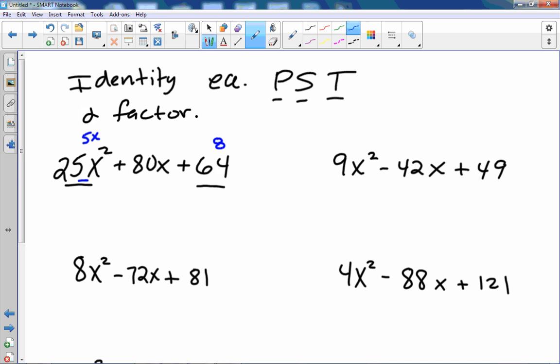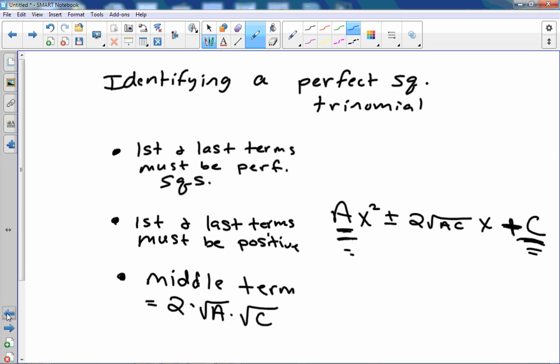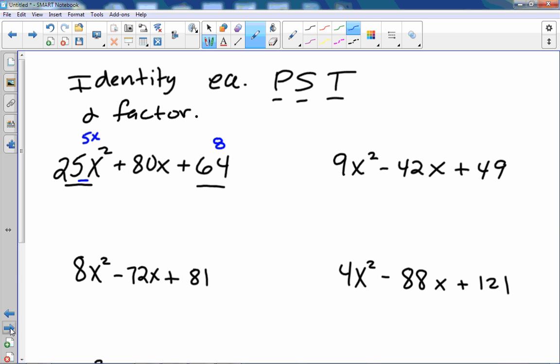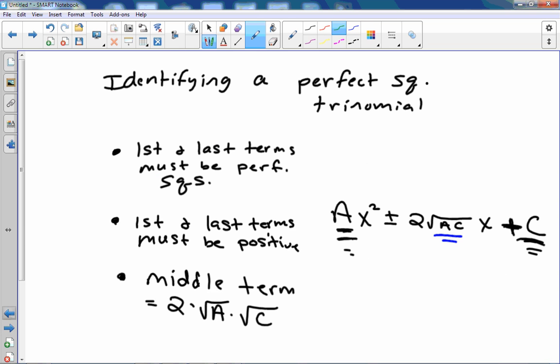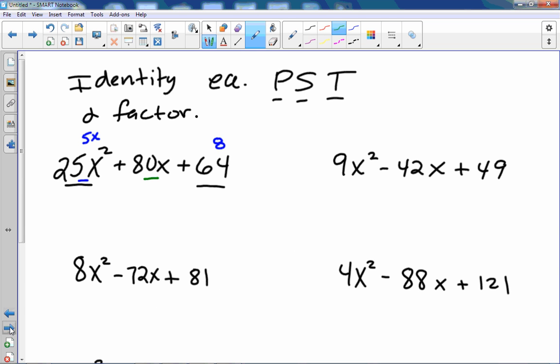Okay. Now, what I've done in my model here is I've taken the square roots of those numbers. If I take those numbers and multiply and double those, it should give me the middle term. So take a look at that again. If I take the square roots of those numbers and multiply them and double, it should be the middle term there. So let's see if this works. 5x times 8 would be 40x. And 40x doubled is 80x.